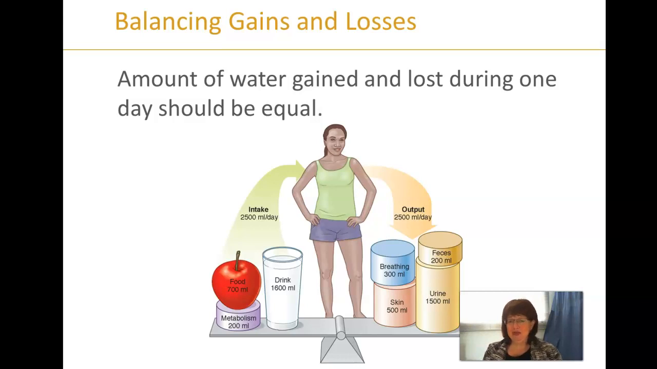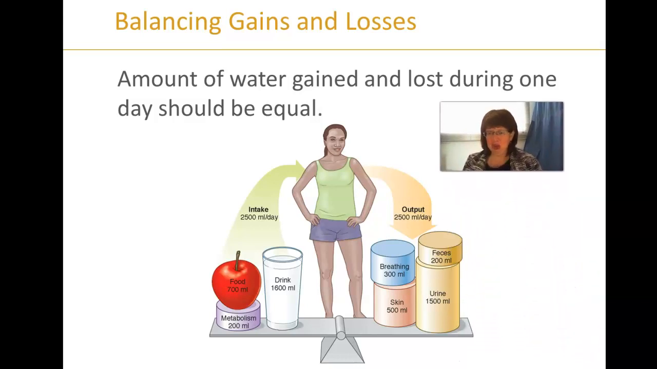You gain most of your water by drinking it, and you lose most of your water by peeing it out. Now, there is a small amount of water in food and a small amount created by metabolism. If you remember way back to cellular respiration, glucose plus oxygen produces carbon dioxide and water. And that water is a waste product of you breaking down your glucose, but only about 200 milliliters a day. So it's not a lot, and it goes back in the body and gets reused.